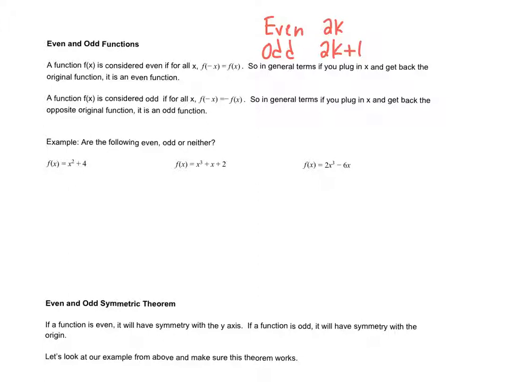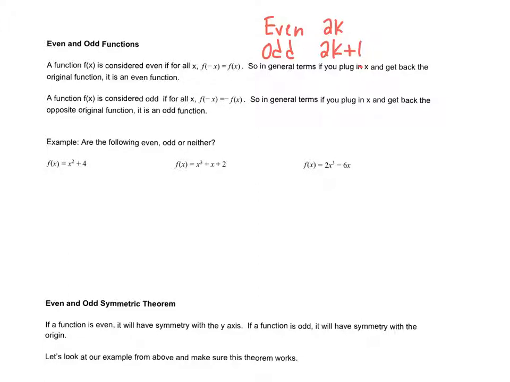Now functions are a little different because there are even functions and there are odd functions, but then there are functions that are actually neither even or odd. So that's the one difference in functions versus numbers. So a function is considered even by definition if for all x, f of negative x equals f of x. So if we plug in negative x and get back the original function, you should get an even function. For an odd function, if we plug in negative x, f of negative x, we should get the opposite of the original function. And then if neither of those statements are true, then you don't have an even or an odd function.